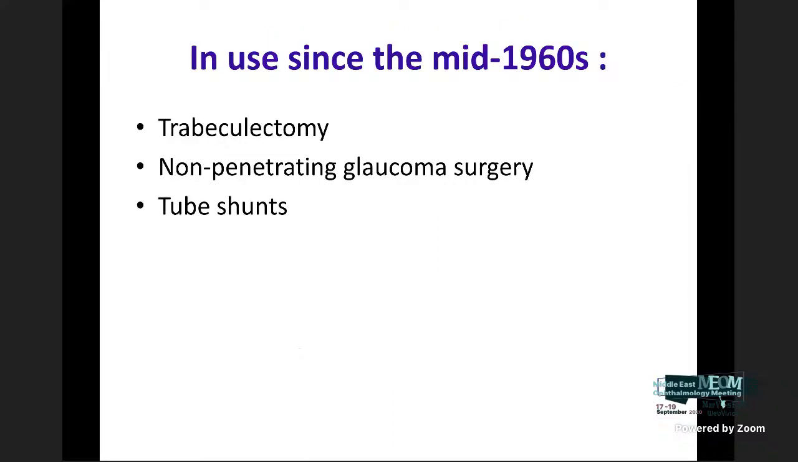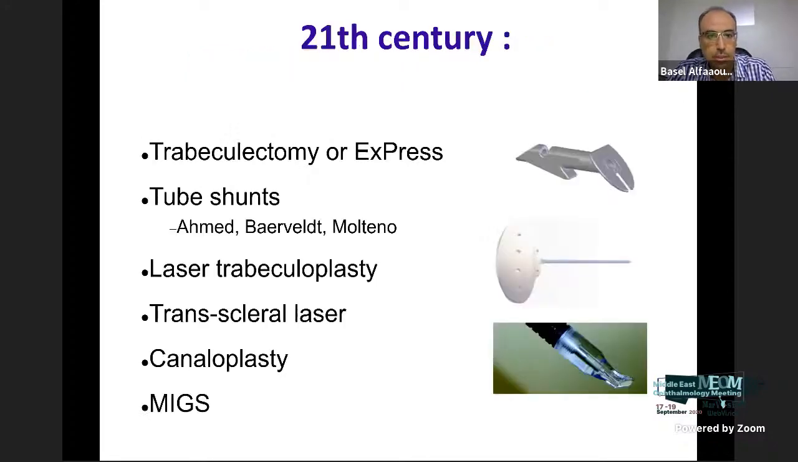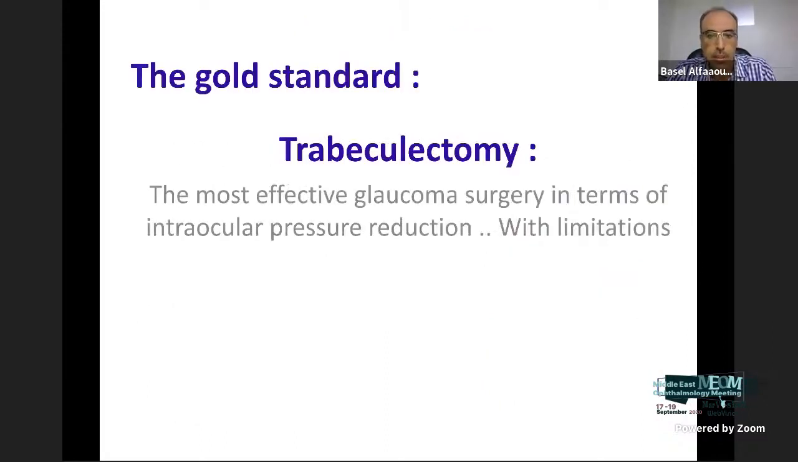So, in use since the mid-60s, trabeculectomy, non-penetrating glaucoma surgery, and tube shunts were available. Now in the 21st century, trabeculectomy or Express tubes, laser trabeculoplasty, transscleral laser, canaloplasty, MIGS, all are available now. But trabeculectomy is still the gold standard and the most effective glaucoma surgery in terms of intraocular pressure reduction.